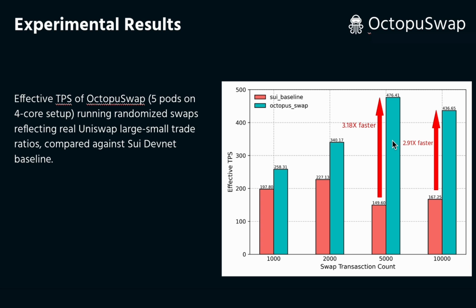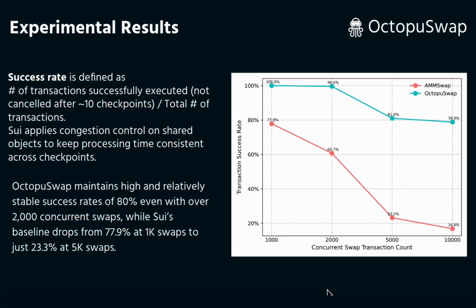From this chart, we see at 5K concurrent swaps, OctopuSwap hits 476 effective TPS, over 3 times faster than Sui's baseline. And at 10K swaps, it still holds 433 effective TPS, while the baseline lags at 167. And we know it's not just about speed.